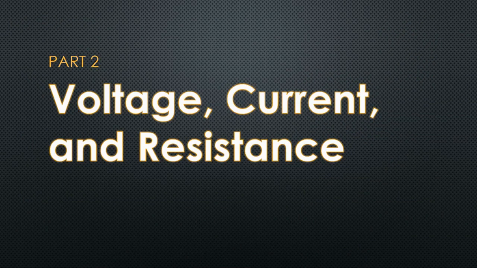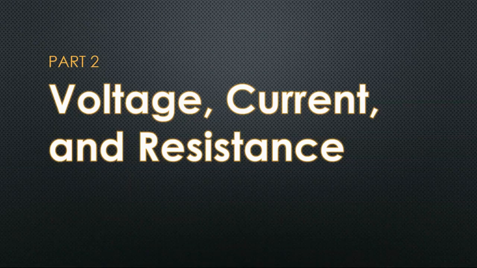Now that we understand what electricity is and how it flows through different materials, in the next section we'll take a look at electrical circuits and the 3 variables that govern how they work: voltage, current, and resistance.